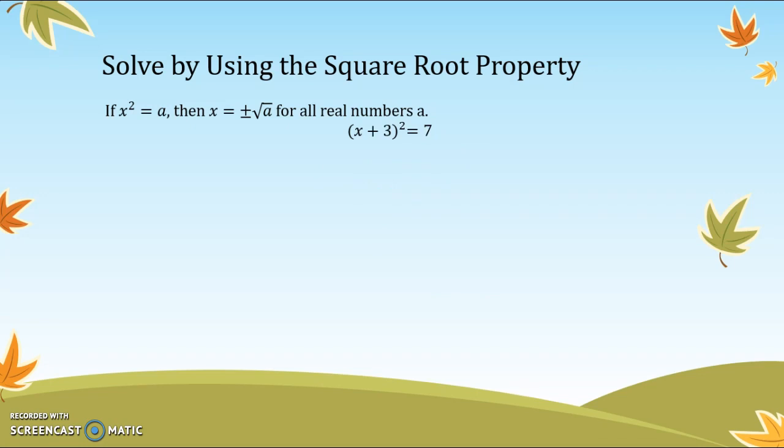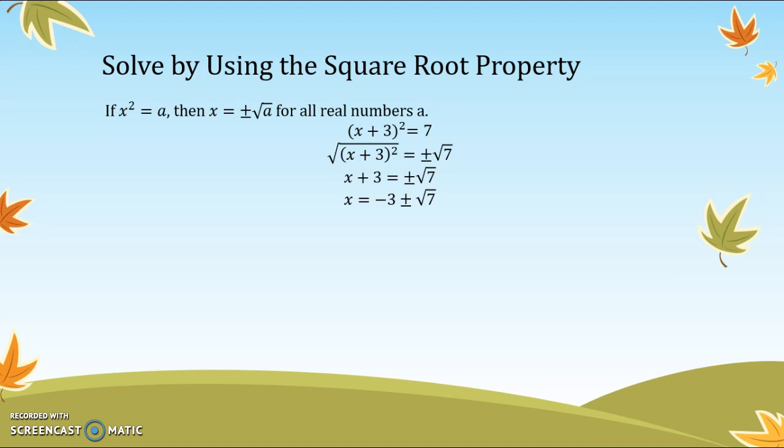Let's say I have x plus 3 squared equal to 7. Well, I can undo the square by taking the square root of both sides. This will give me x plus 3, since the square and square root cancel, equal to plus or minus the square root of 7. Notice that I cannot simplify the square root of 7, so it just stays plus or minus the square root of 7. To get x by itself, I will need to subtract 3 from both sides.